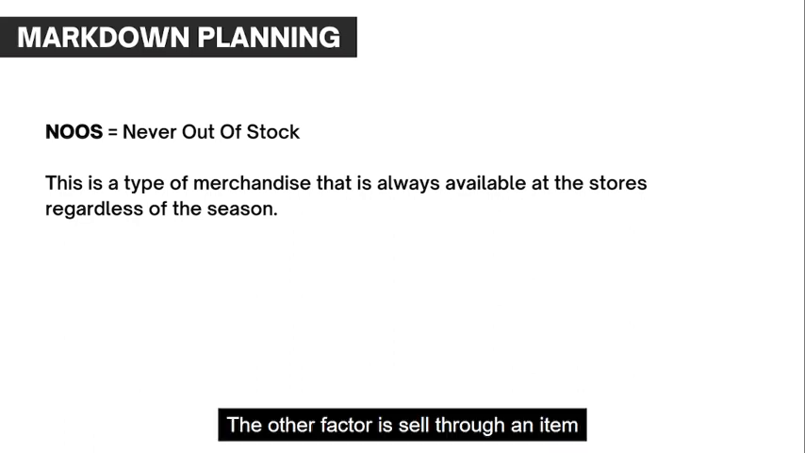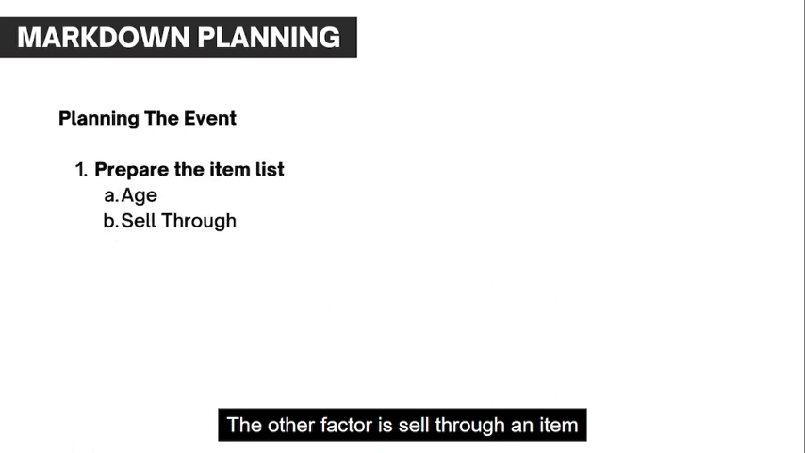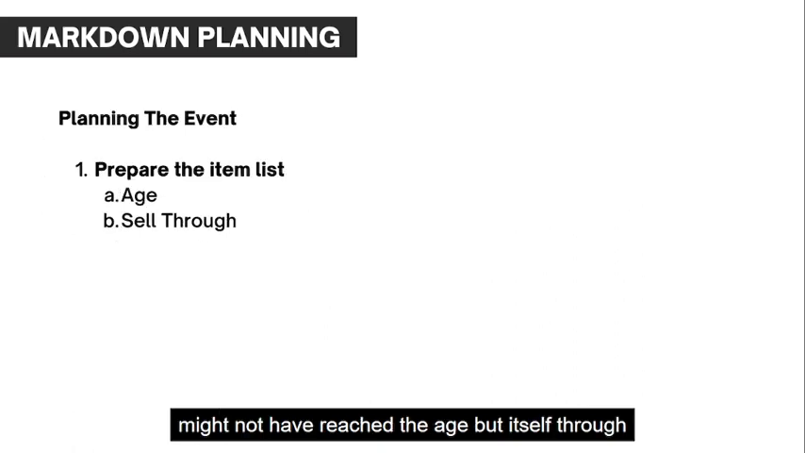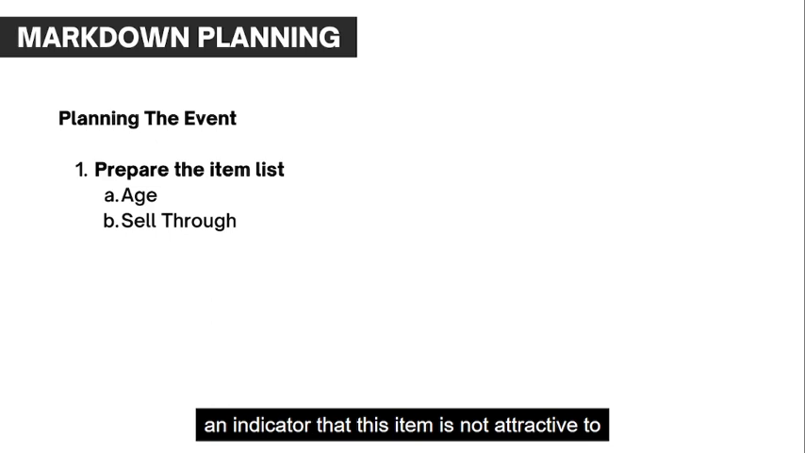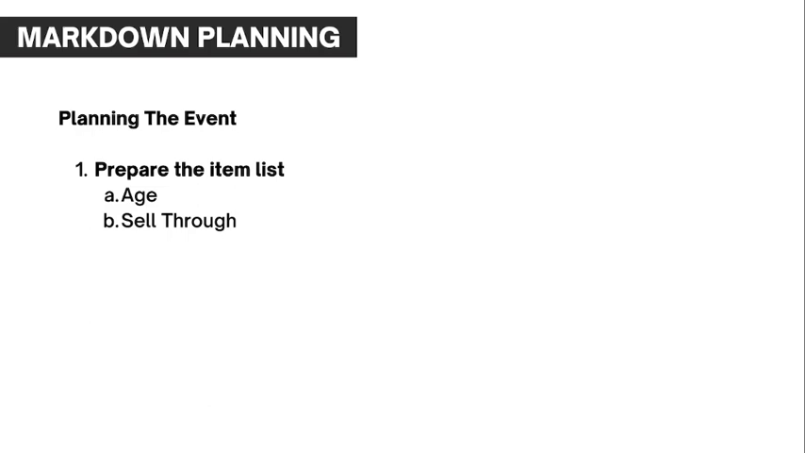The other factor is sell-through. An item might not have reached the age, but its sell-through performance is showing that it's not in line with the expected sell-through at this level, which is an indicator that this item is not attractive to customers. In this case, it could be included in the sale so that it can be cleared on time.